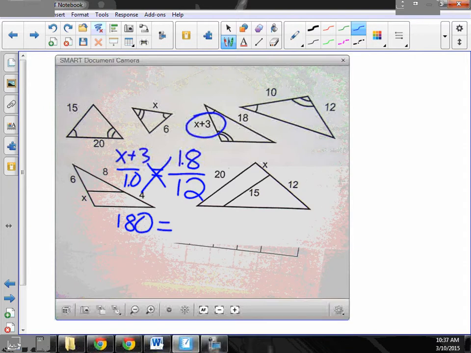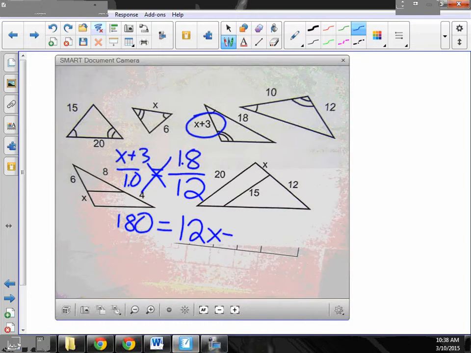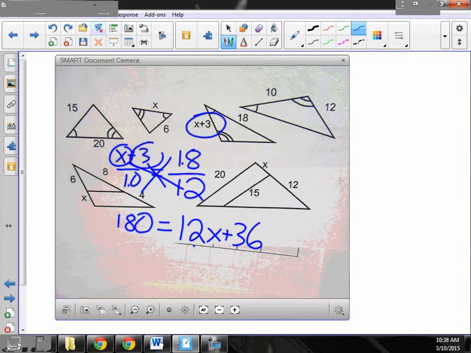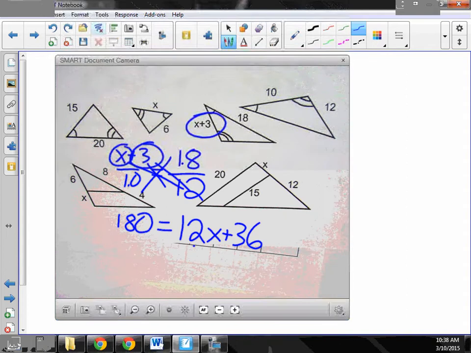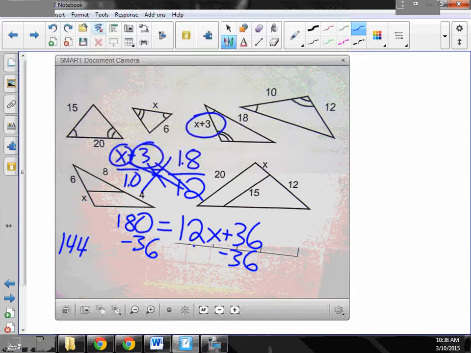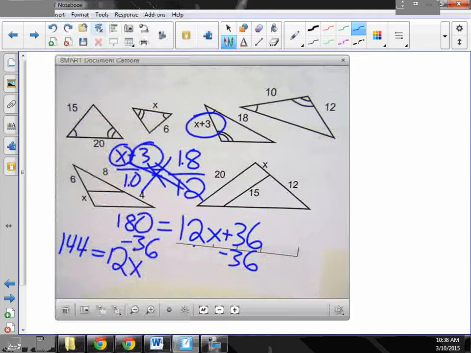How do I do x plus 3 times 12? What is x plus 3 times 12? 12x plus 36. So you do x times 12, which is 12x, 3 times 12, which is 36. Okay? Now we subtract 36, and I have 144 equals 12x. So x must be 12.